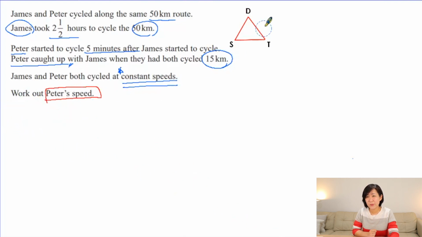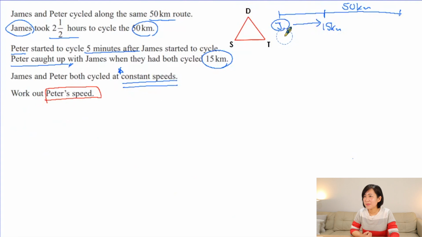This question is really tricky because you've got all different information, and they didn't give you direct information that we need to find Peter's speed, right? So first we need to organize the information we got from the question. Let's understand the situation by drawing. You've got a 50-kilometer whole journey. Then 15 kilometers is important because James started first, then 5 minutes later Peter caught up with James at the distance of 15 kilometers. This is important because they meet together.